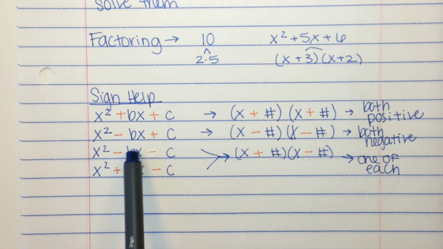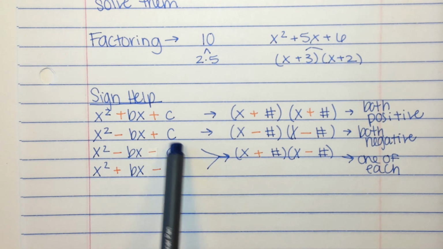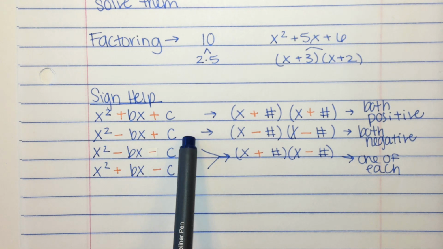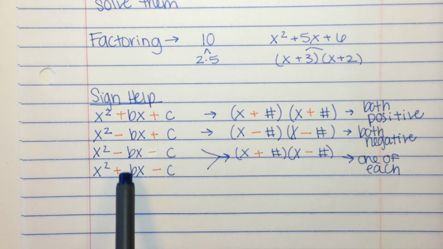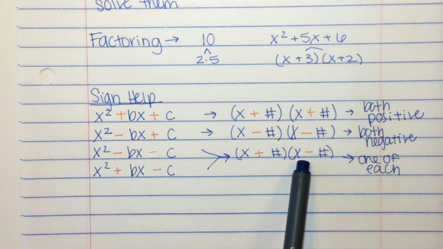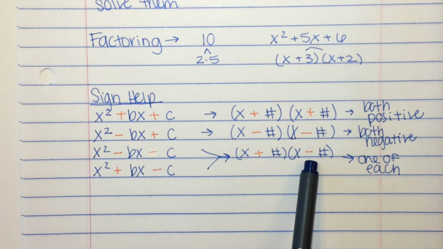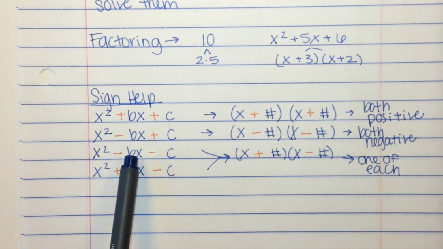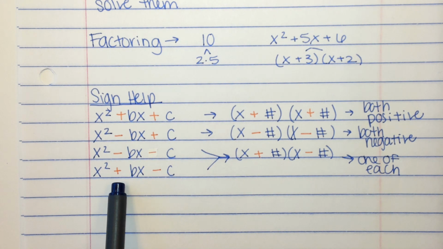If you have a negative b term and a negative c term, or a positive b term and a negative c term, which really you just notice here, it doesn't matter what b is, as long as you have a negative c term, then you're going to have one of each. You're going to have a positive factor and a negative factor, because if you multiply a positive times a negative, you get a negative. And then when you add those together, it depends. You could get a negative or you could get a positive.